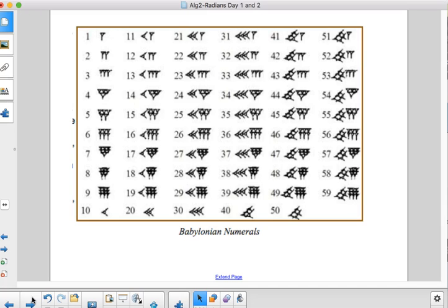I don't know how, but I read it. I didn't get too into it. But that's how they counted. How do we count? Like, what's our base number? They were base 60. Our numbers are base.